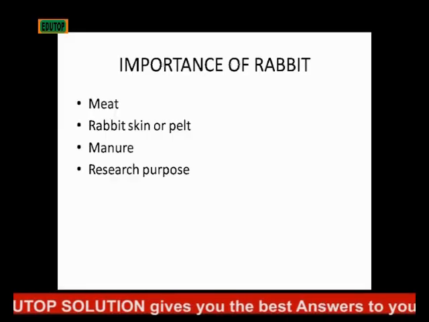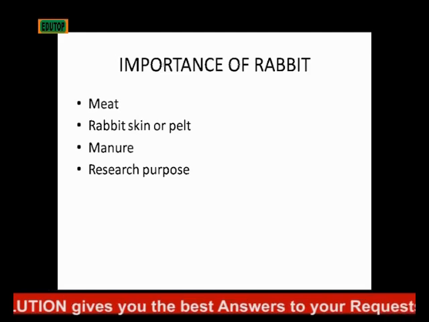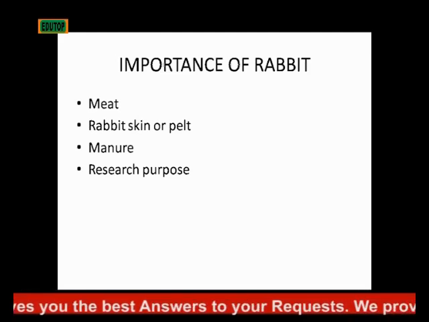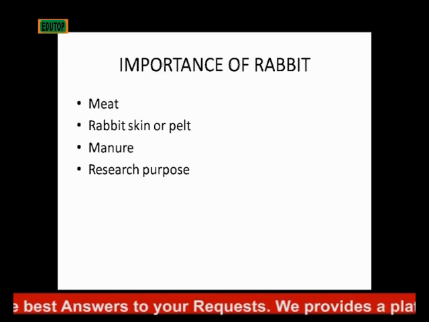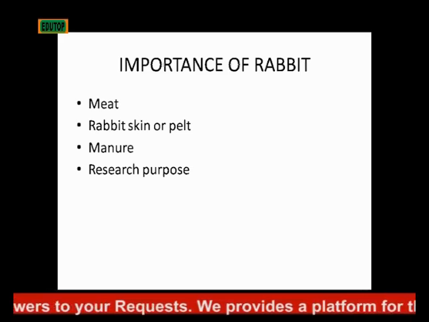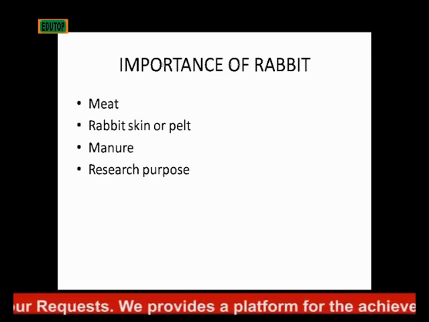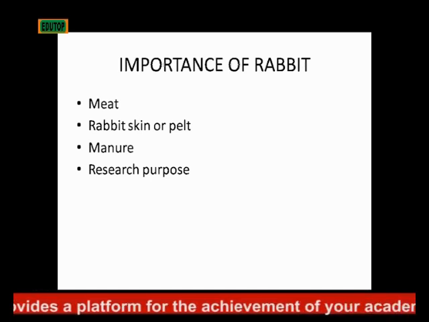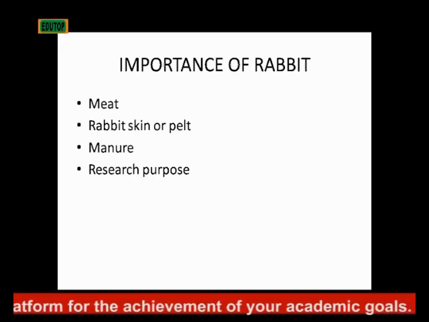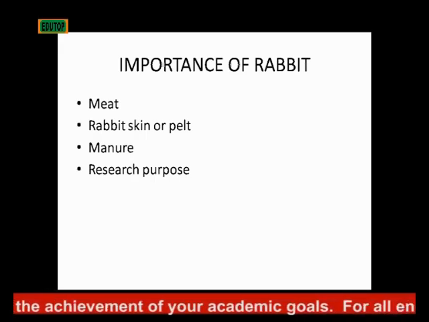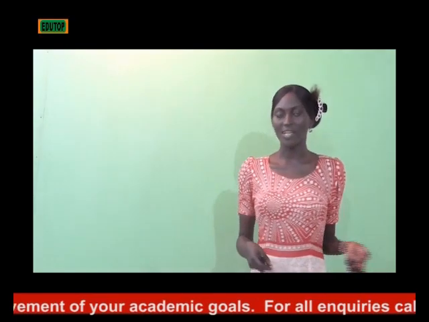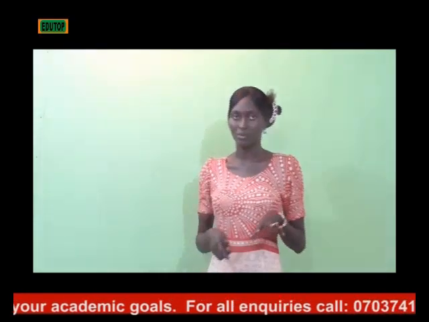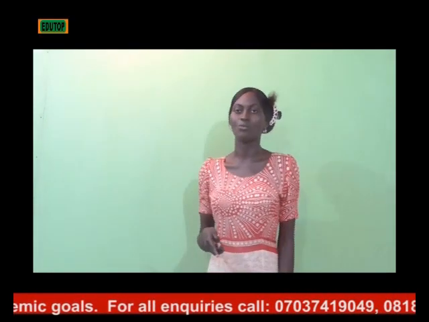What importance does the rabbit have? Their meat is very delicious and nutritious. Then their skin, you can use their skin for leather, belts, shoes, and the rest. The rabbit skins are called pelts. Then their manure, their droppings, you can use for manure. Then you can use rabbits for research purposes. If you want to perform research, to test a drug or something, you can use rabbits to test for that. So they are good for research purposes.